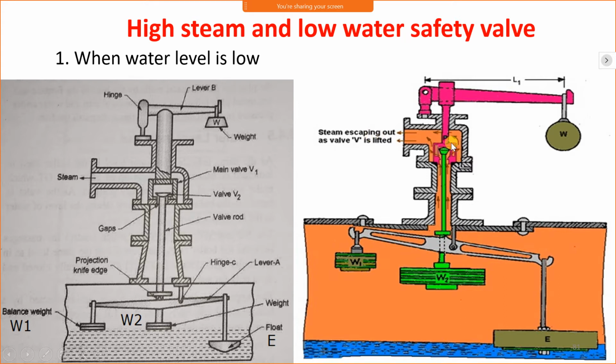Due to very high velocity, it produces a sound like a whistle, and it gives warning to the operator that the water level has decreased in the boiler and you need to supply water to the boiler. This is the function of valve V2.